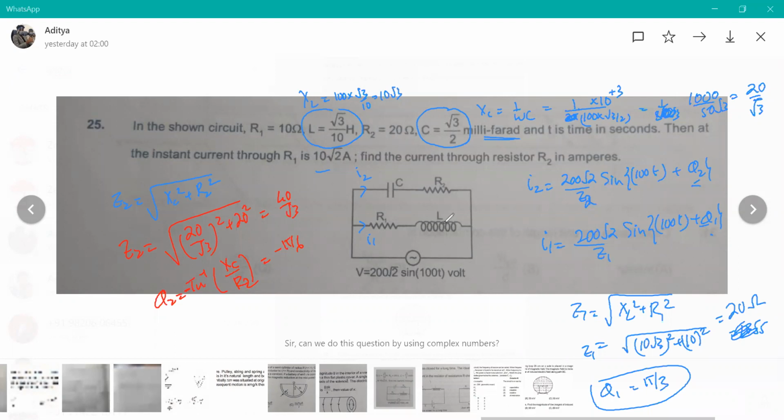Now from that you can easily see, at the instant when this current becomes 10 root 2, you can see this is 20 now. So this is 10 root 2. That means this term is 1. So sine of (100t plus pi by 3) is equal to 1. That means 100t is equal to pi by 6. So put that as pi by 6 here. So this term will become 0 because this is minus pi by 6. So you can see that I2 will be 0. So I think the answer should be I2 will be 0. Is that the correct answer?